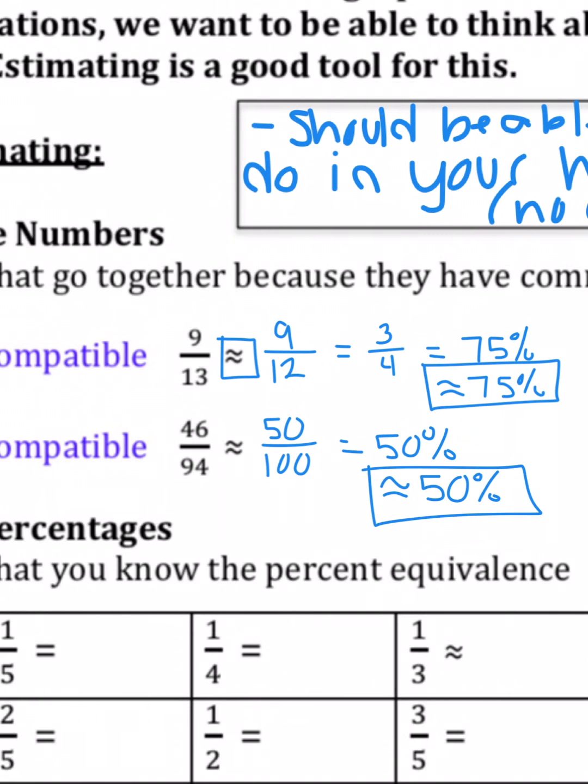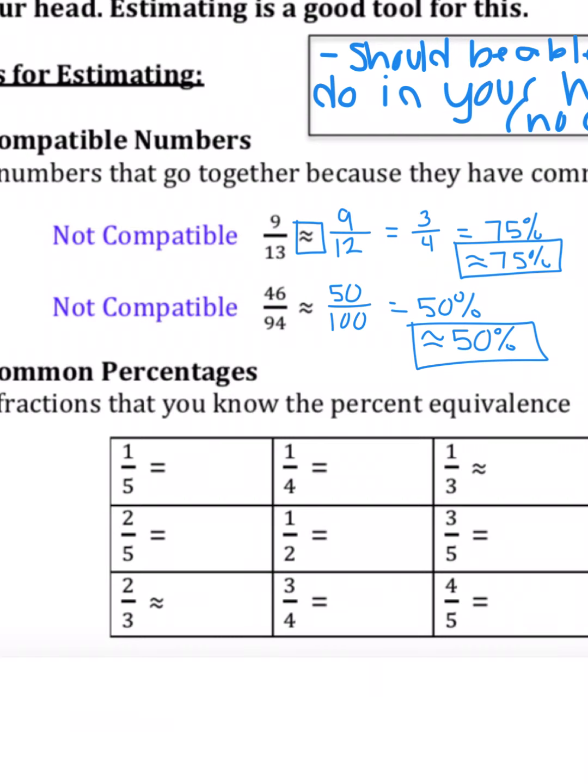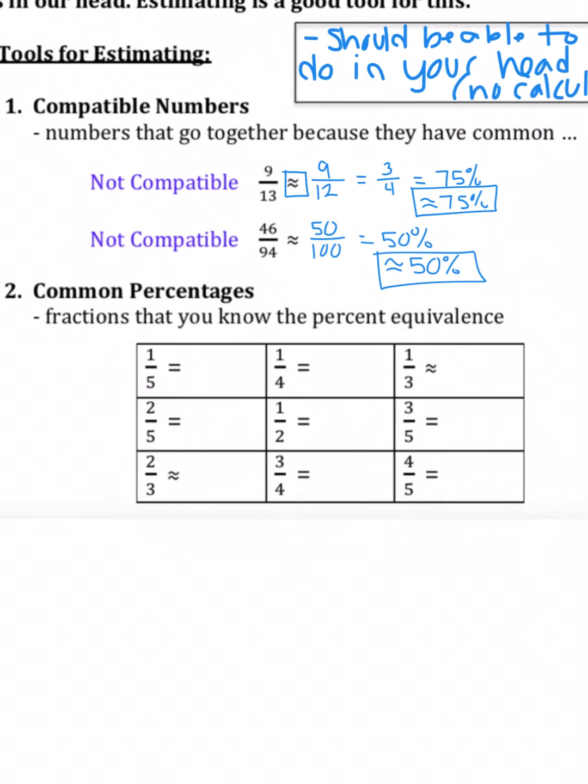Okay, in addition to compatible numbers, we also want you to be very familiar with common percentages. So these are fractions that you should have memorized the common percentage. So 1/5, that's 0.2, so 20%. 1/4 is 0.25, 25%. 1/3 is approximately 0.3 repeating, so we'll say it's approximately 33.3%.